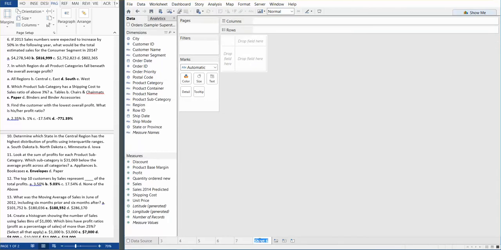Moving on to question number 8. The question is, which product subcategory has shipping cost to sales ratio of above 3%? So what do we need to find? We need a shipping cost to sales ratio calculation. So let's go ahead and create that calculated field.